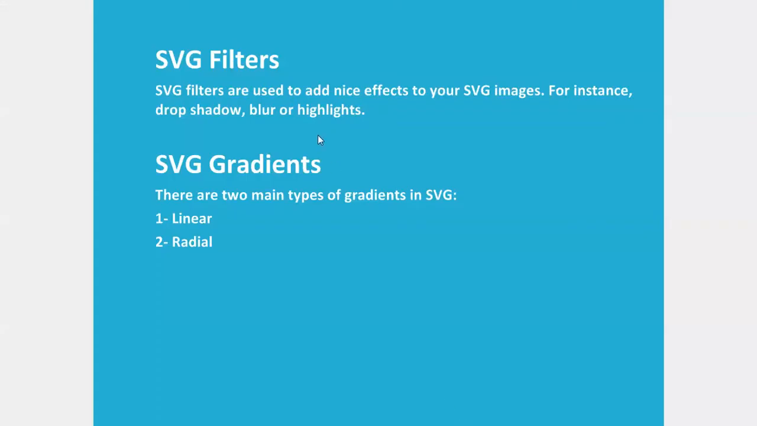And we can use the SVG filters. SVG filters are used to add nice effects to your SVG images, for instance, drop shadows, blur, or highlights. And also the SVG gradient. There are two main types of gradients in SVG, that's called linear and radial.